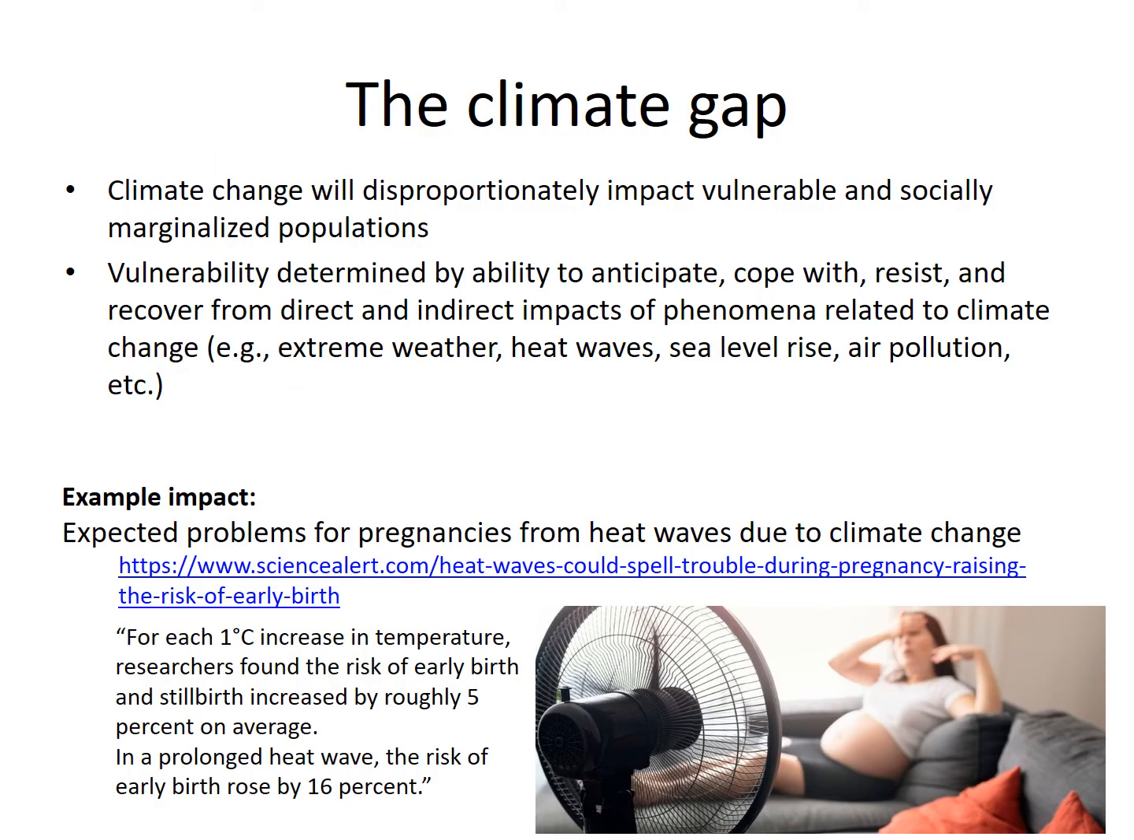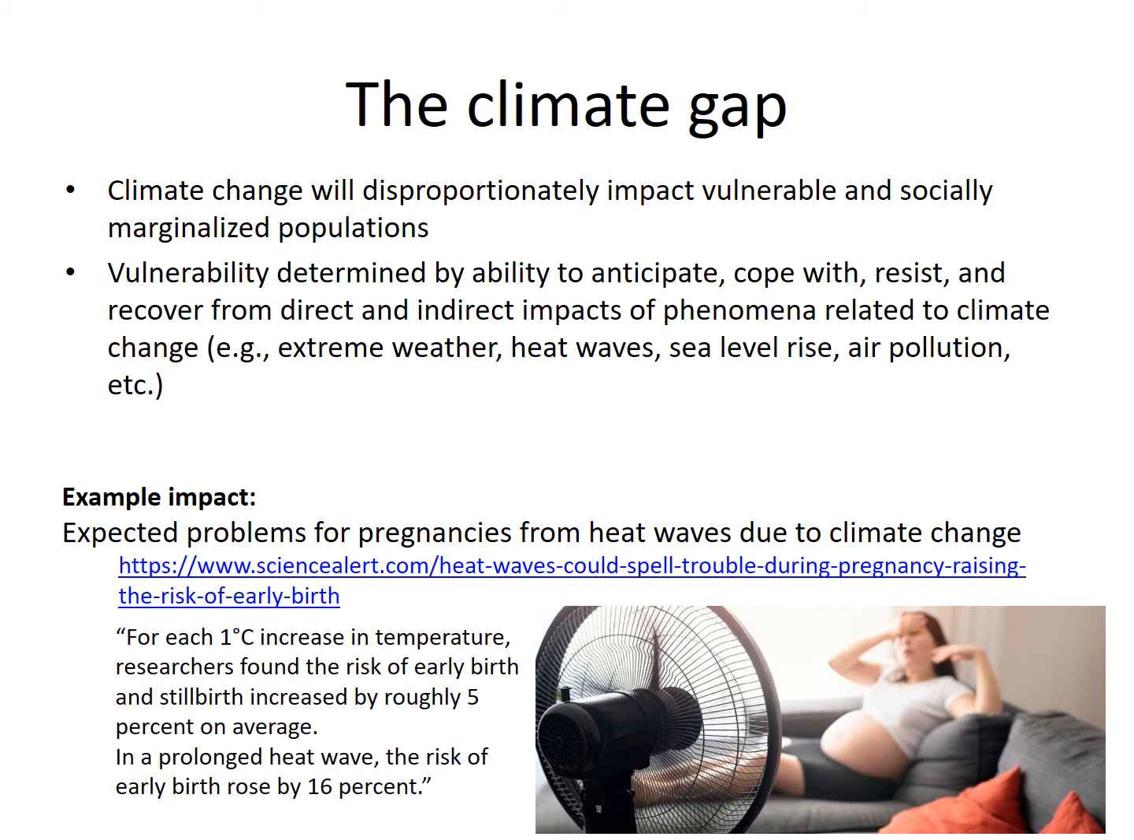And finally, the climate gap. We've been talking a lot about climate change. We know that we're going to see more and more climate change as we continue in years. And we're expecting that climate change will be disproportionately impacting vulnerable and socially marginalized populations. This is for many reasons, of course, but these individuals may have a limited ability to cope with some of these components. We talked about social vulnerability, so how may they be able to recover when some of these things hit, for example?